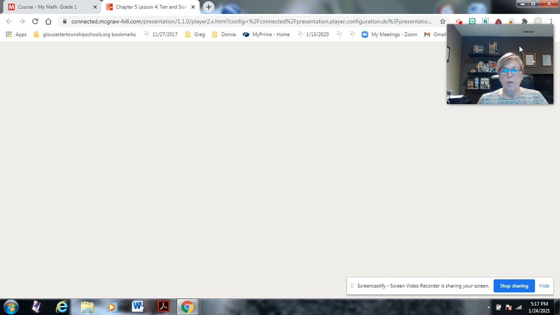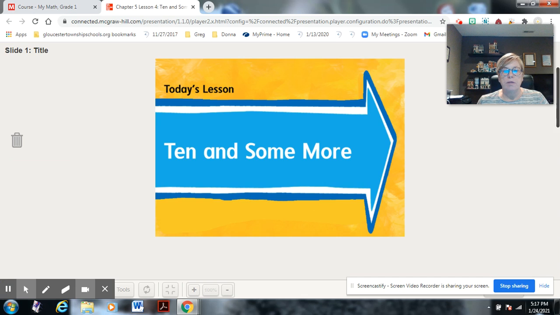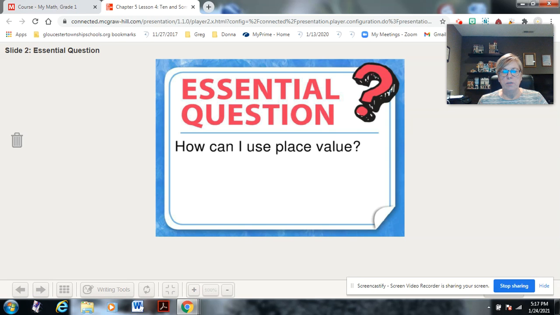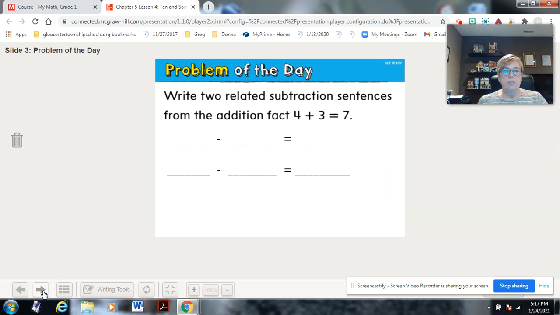Okay, so here we are with our lesson for today. It is 10 and some more. We are working to find ways to answer the essential question for this chapter of how can I use place value. So let's do some math warm up here first.